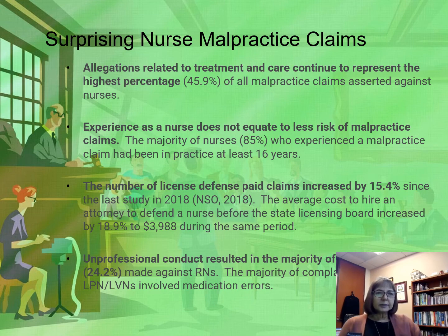The number of licensed defense-paid claims increased by about 15.4% in 2018, according to the Nurses Service Organization, and the average cost to hire an attorney to defend a nurse before the state licensing board increased by about 19% to around $4,000 during the same period. Unprofessional conduct is a large majority of licensed complaints, about 24% made against registered nurses, and the majority of the complaints for licensed practical nurses or vocational nurses have to do with medication errors, because we all know that they're the ones that usually give the medications, especially in the nursing homes.